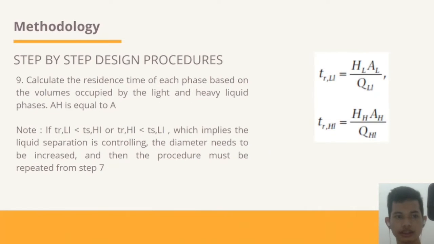Step number 9, calculate the residence time of each phase based on the volume occupied by the light and heavy liquid phases. AH is equal to A. And note, if TRLL is less than TSHL or TRHL is less than TSLL, which implies that the liquid separation is controlling, the diameter needs to be increased, and then the procedure must be repeated from step 7.